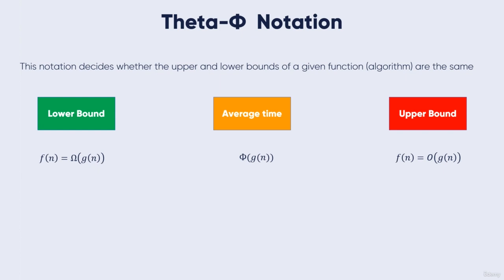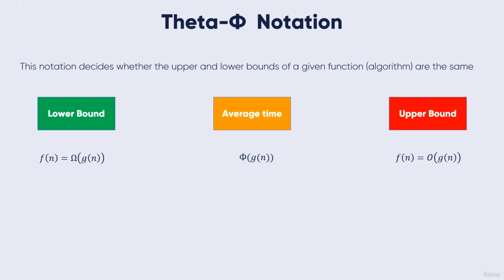In this case, we need to consider all possible time complexities and take the average of those. So the average time is the theta notation. So if the upper and lower bound are the same, the average and the theta notation would be the same. If the lower and upper bound are not the same, we take the average time of all algorithms between them and consider them as a theta notation.